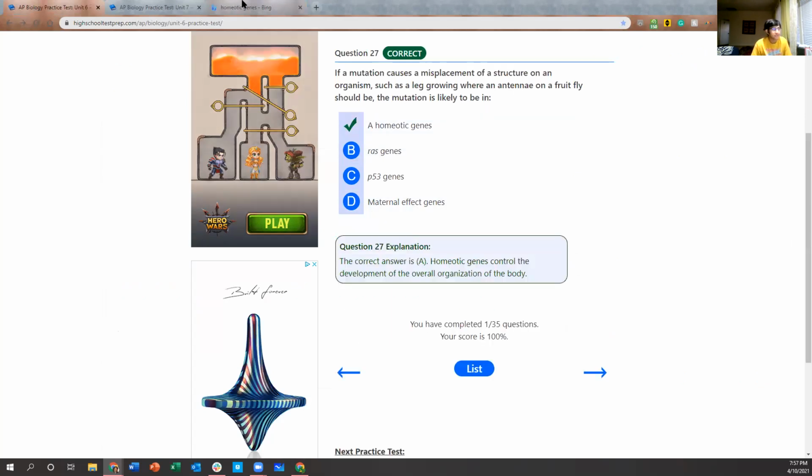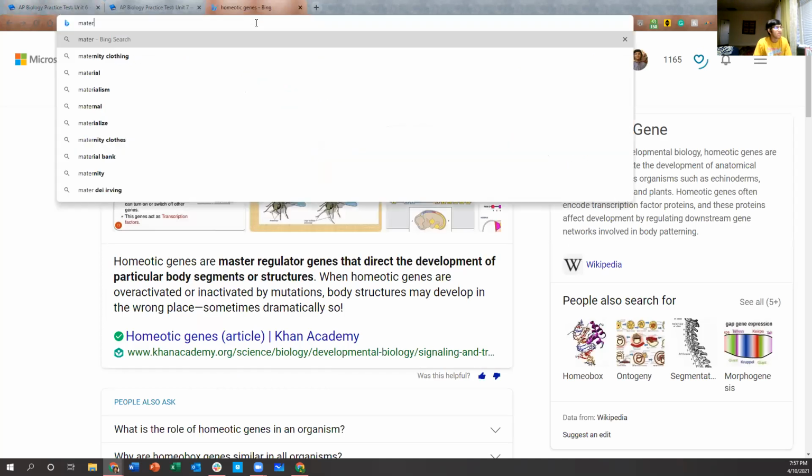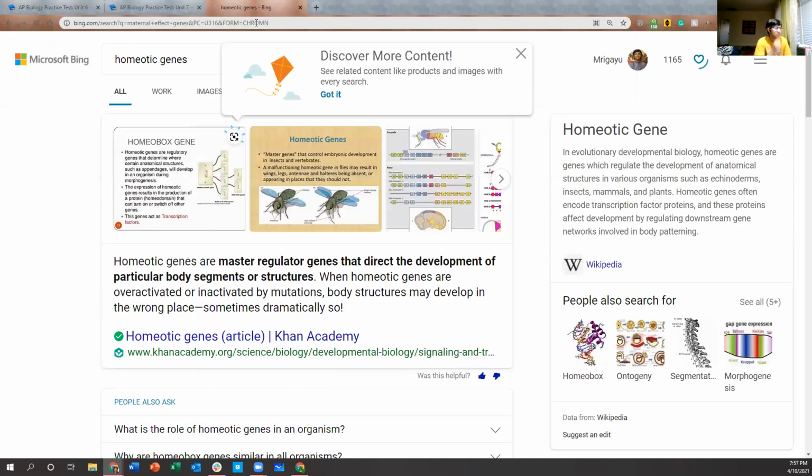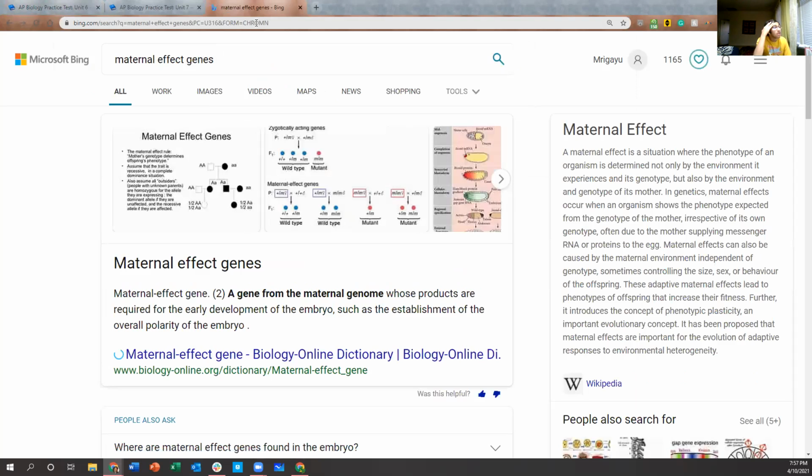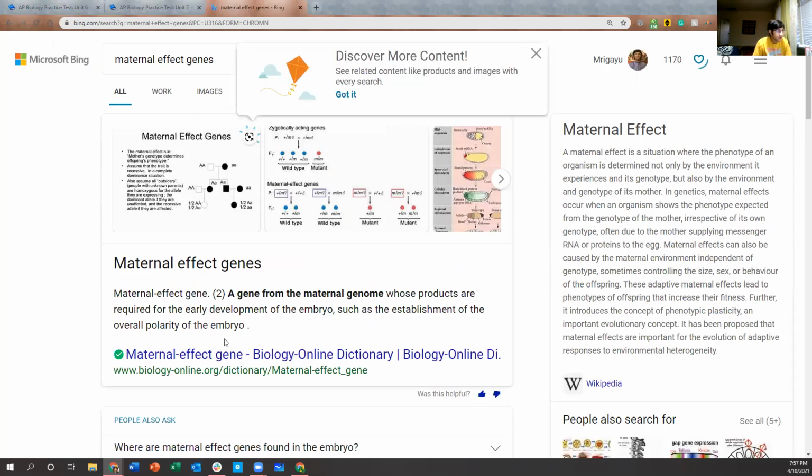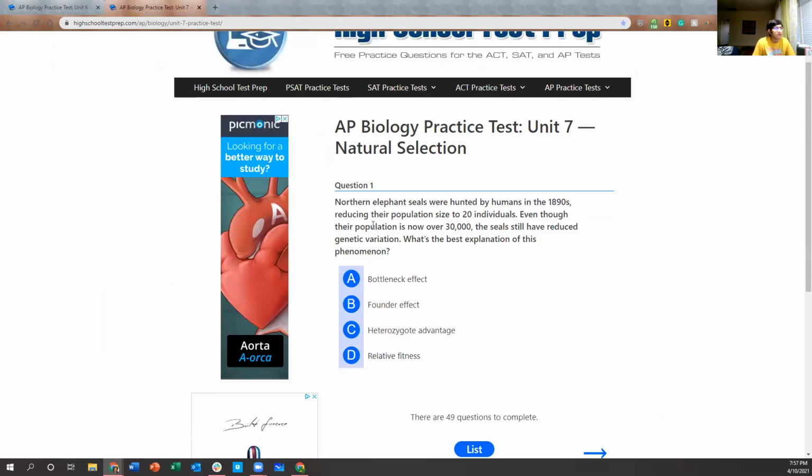Okay, let's also search up maternal effect genes because I'm just curious what that is. So they're from the maternal genome. Products are required for the development of the embryo. Okay, makes sense.